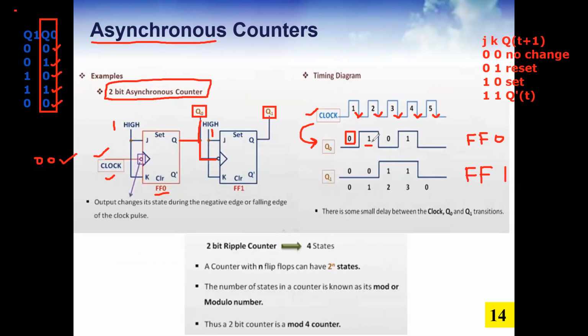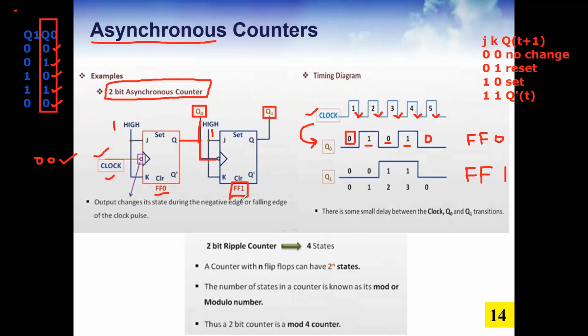Now, the next edge comes. As the next edge comes, the value stored there, Q0, is 1. So what will it become now? It will become 0 because of the toggle state. J and K are connected to high all the time, so they will toggle always. Now, with the next pulse, what will happen? 0 will become 1. Next clock, it will become 0. Now, you see what is the clock for FF1, girls?